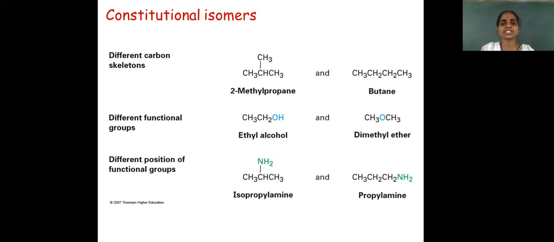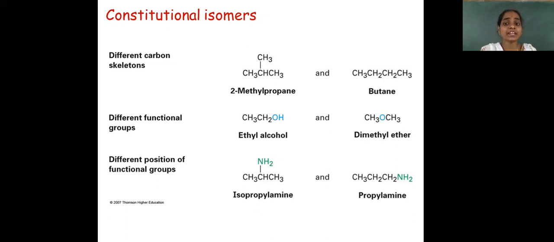So functional groups, as I explained in the classification, are classified into three types: based on the chain, based on the functional group, and based on the position of a functional group. First is based on the carbon chain. If you see here, butane and 2-methyl propane represent two or more compounds.